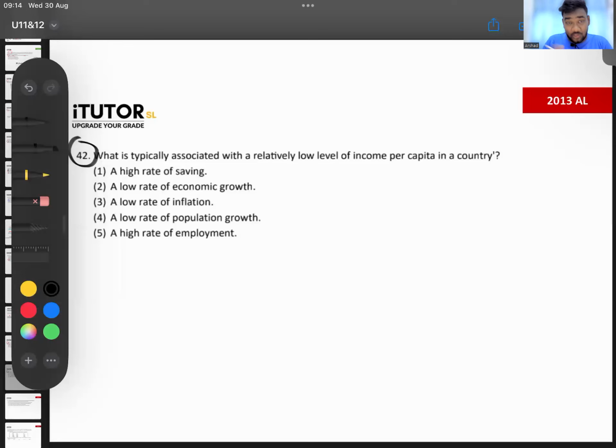What's the other thing that is associated with this? It was this, right? Number two, a low rate of economic growth. So you saw in Sri Lanka, there was not a low rate, there was a negative rate. Negative how much? There was a negative economic growth rate of minus 7.8% of GDP. So along with the negative economic growth rate, what happened? The per capita income of the country also came down. So that is your answer. That's the one that is associated.